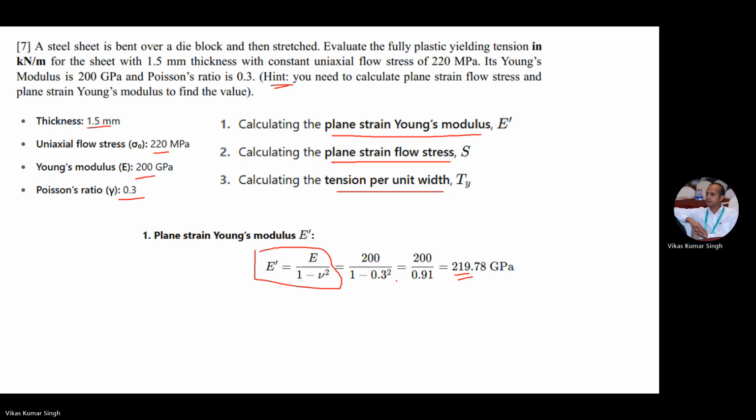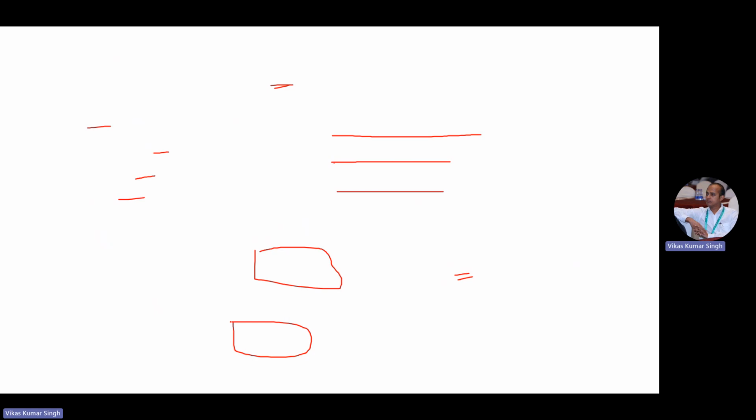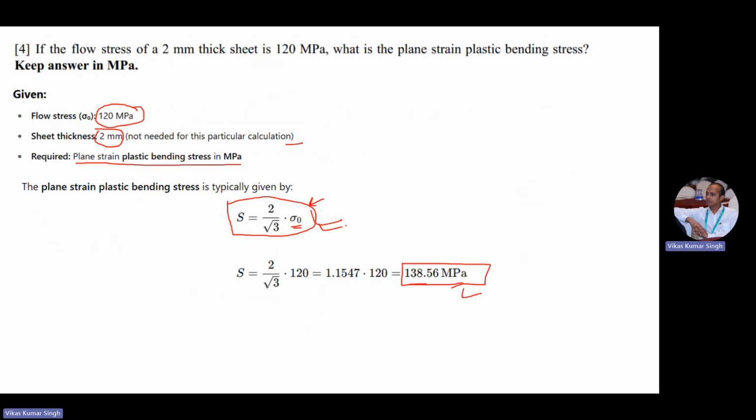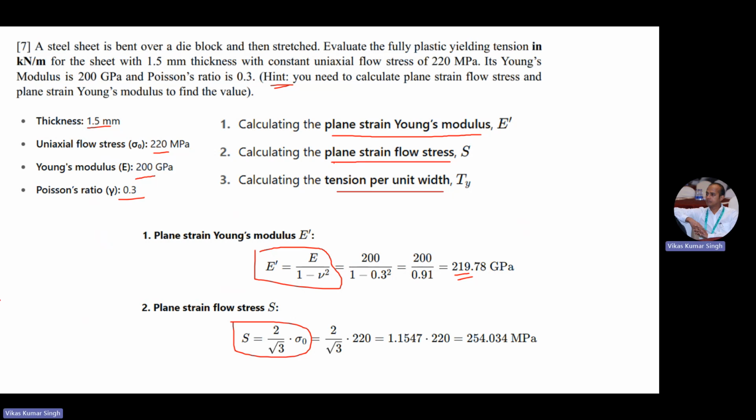Now, once we calculate this, we'll move towards the plane strain flow stress. Again, in the previous problem itself, we used this formula for plane strain flow stress. If you remember, it is the same formula we are using, because the same thing is asked in the next question again. Now we have to put in this 220 value, that's all, nothing else. 220 is given, so we will get the plane strain flow stress.